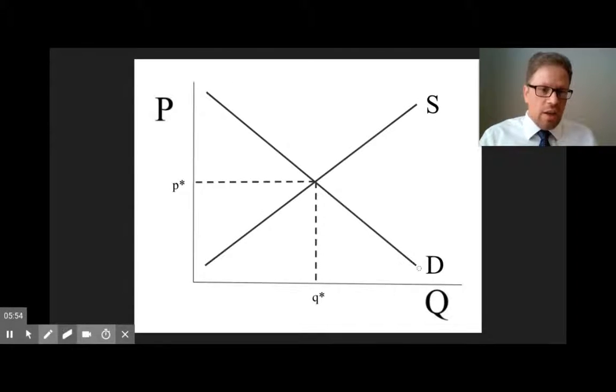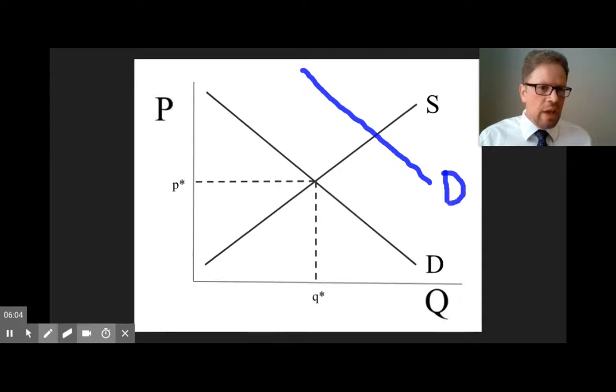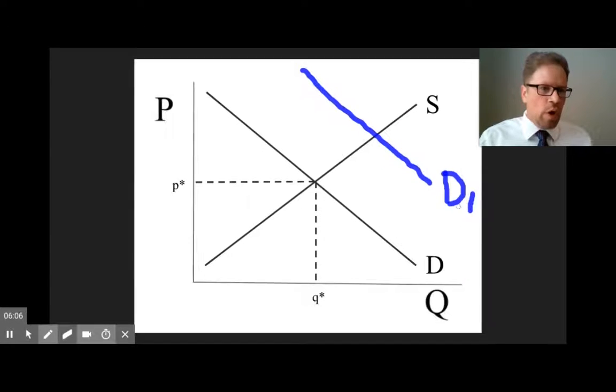All right, so if I'm trying to denote a shift to the right, again, I go to the right, I find the demand curve, go to the right-hand side of it, and then I just make another demand curve. It doesn't matter how close it is to the other one as long as it's just on the right-hand side. And then I name it something else so I know that it is a different demand curve.